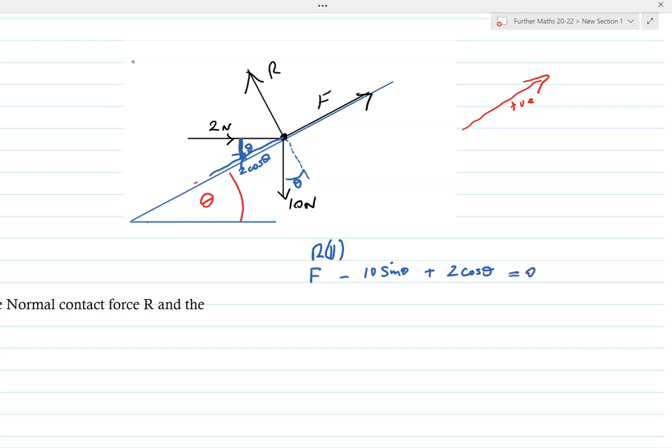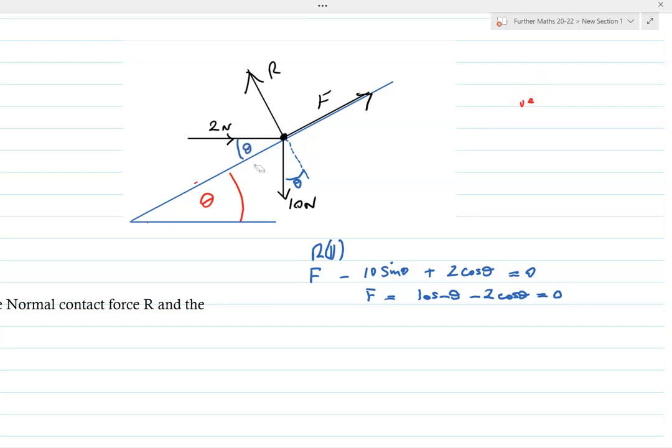equals 0. So we want an expression for F. So let's just rearrange that to F equals 10 sine theta minus 2 cos theta. Right, okay, so that's the parallel equation done. Let's do the perpendicular equation. Okay, so let's look at perpendicular. I'll keep the angle theta there marked on.